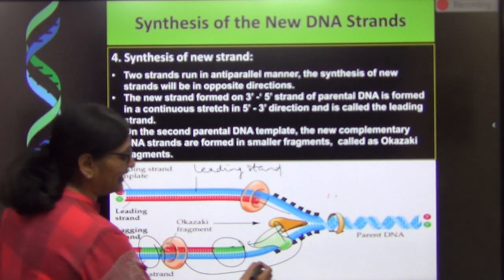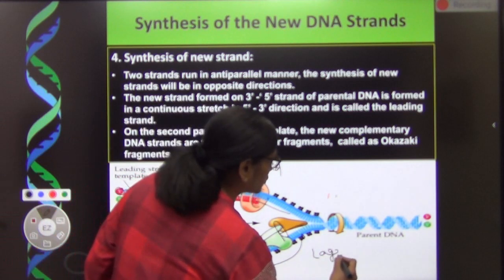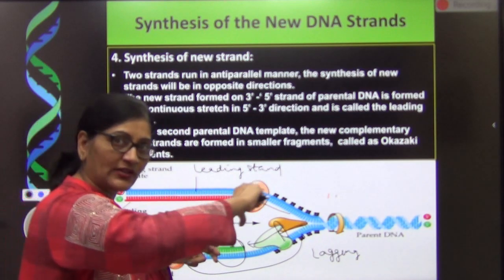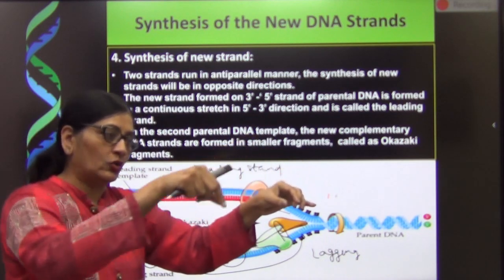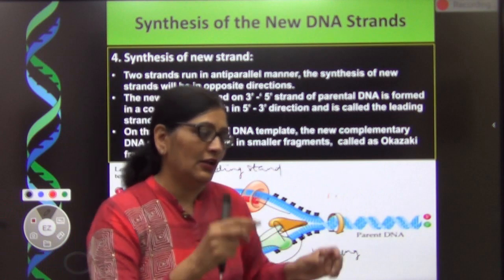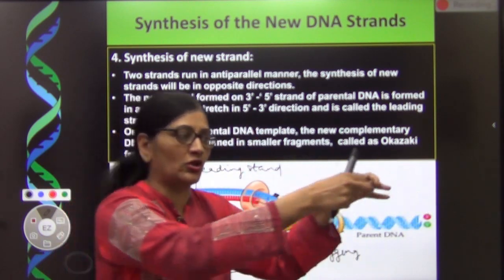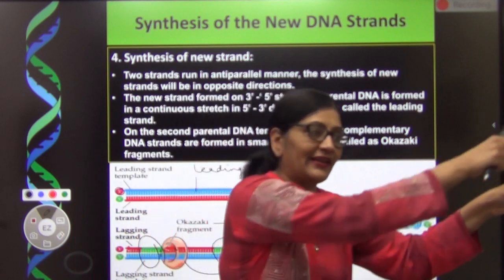This is called the lagging strand. Why? Because I have to stop every now and then. ये वाला जो DNA है, इसमें तो ऐसे continuous जा रहा है. इस वाले में क्या है? तो इतना बना, फिर खुला, फिर again I need to put a primer, again I need to put polymerase, again I need to form a short fragment, then खुला, फिर again I need to put a polymerase.